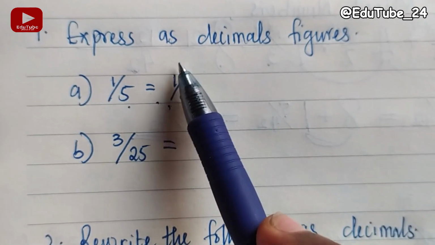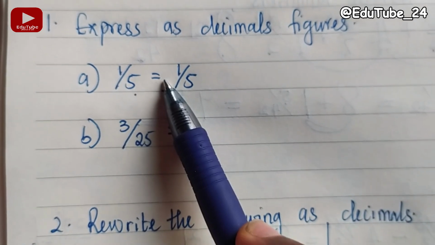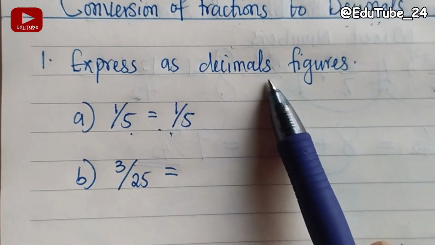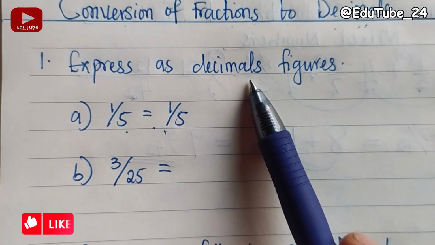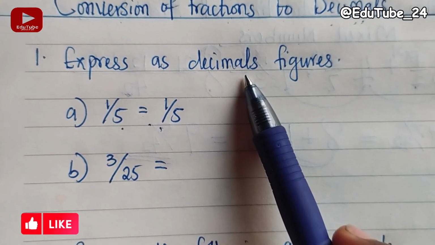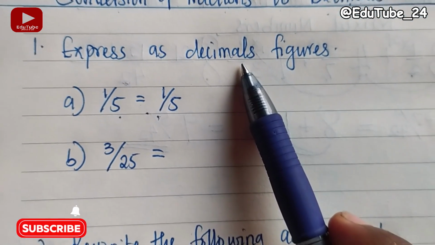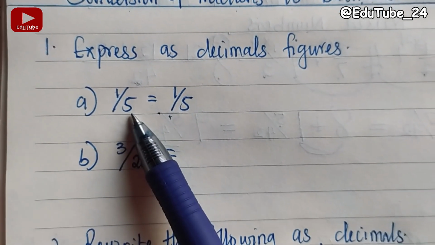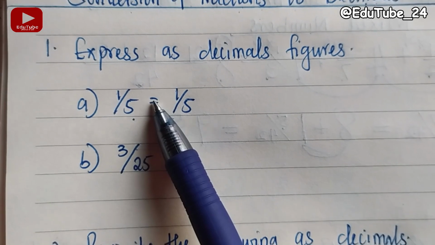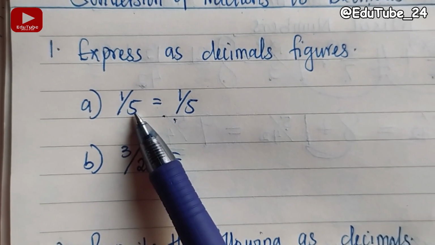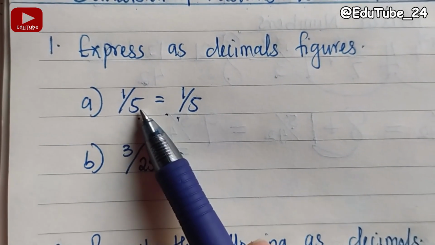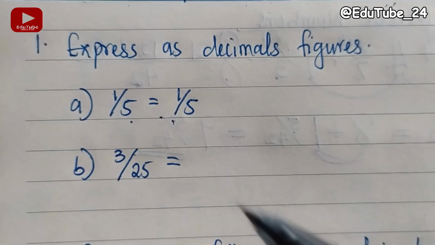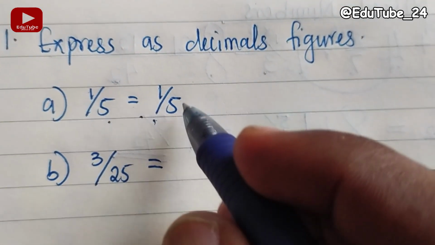Now, before we use the multiplier method to solve our first example, it is important we understand what decimal figures are. Decimal figures are another way of writing fractions in which the denominator is 10 or powers of 10. Now, looking at the denominator here, we could think of a number that will multiply 5 to give us either 10 or powers of 10, and that number is 2. So basically 2 is our common multiplier that we will use to solve this problem.